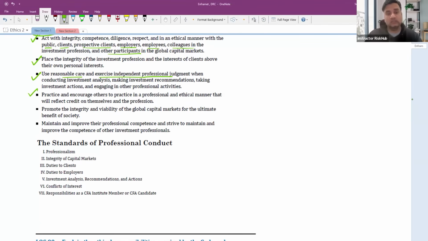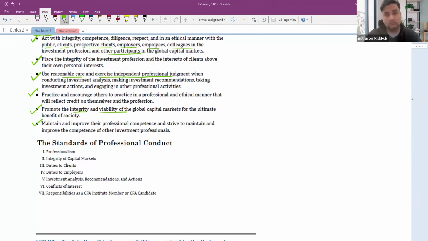Fourth is practice and encourage others to practice professionally and ethically, right? You're responsible for your conduct and you're also responsible for the culture you promote. So beware of that. Then promote the integrity and viability of the global capital markets. Basically, the idea here is, don't indulge or participate in insider trading or manipulation. If you come to know, report it, right? That kind of thing. That's how you promote the integrity and viability. Then the next one is maintain and improve your professional competence. It's a continuous learning obligation.